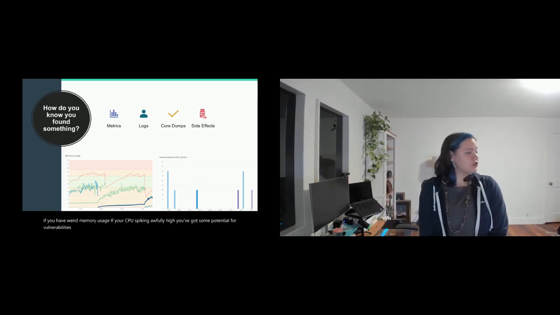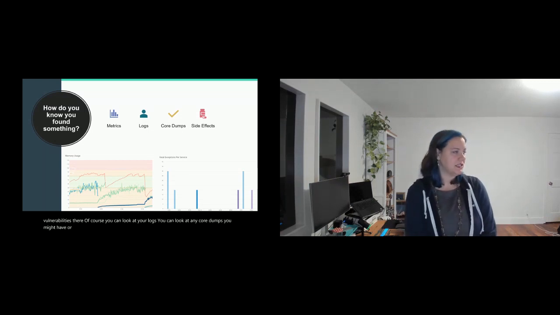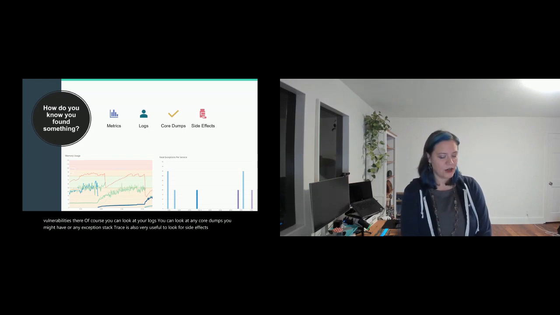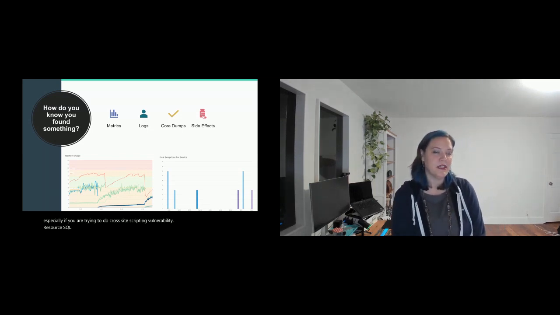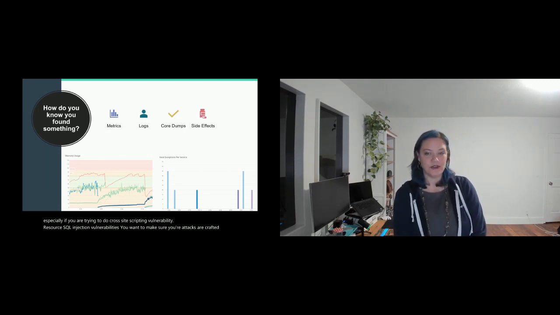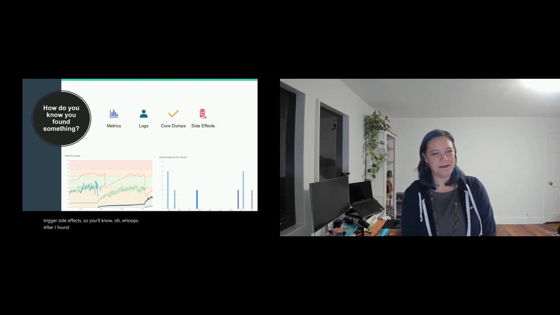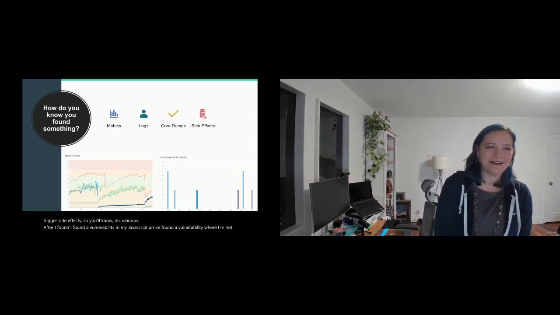Of course, you can look at your logs. You can look at any core dumps you might have or any exception stack traces. Also very useful is to look for side effects, especially if you are trying to find cross-site scripting vulnerabilities or SQL injection vulnerabilities. You want to make sure your attacks are crafted to trigger side effects, so you'll know, oh, whoops, I've found a vulnerability in my JavaScript, or I've found a vulnerability where I'm not sanitizing inputs and we're accidentally writing to this table.